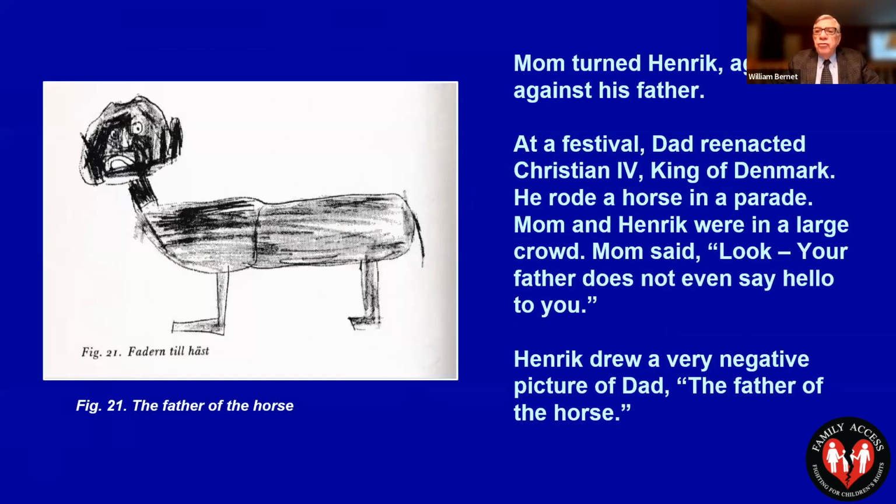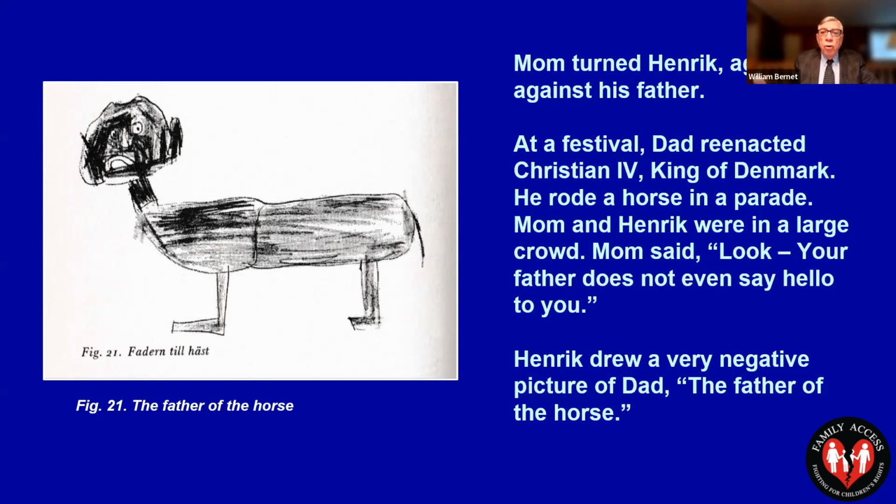So this is a story about this boy named Henrik, and his mother says negative things to him about his dad. And in the particular story that's told in the book, there's an event that happened. There was a festival where the dad was participating, and he was taking the role of one of the kings of Denmark, whose name was Christian IV. And it was a big deal.